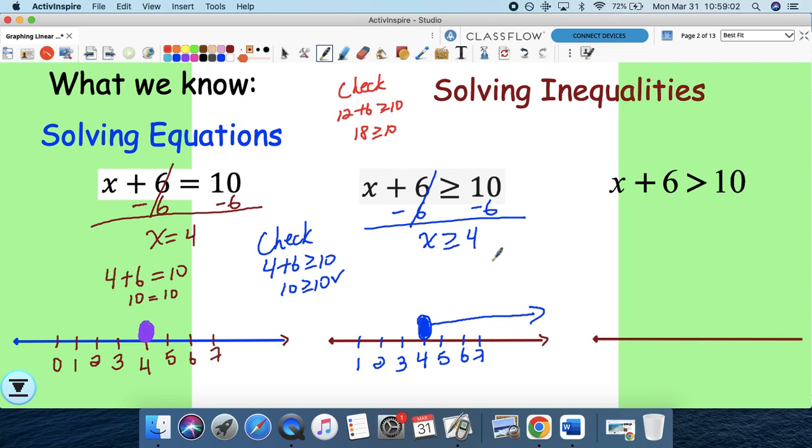If you wanted to, again, do another point, and this time let's pick a point on the left side of 4. Let's pick 1, for example. Let's do a check right here. Let me find a little room. Let's pick 1.